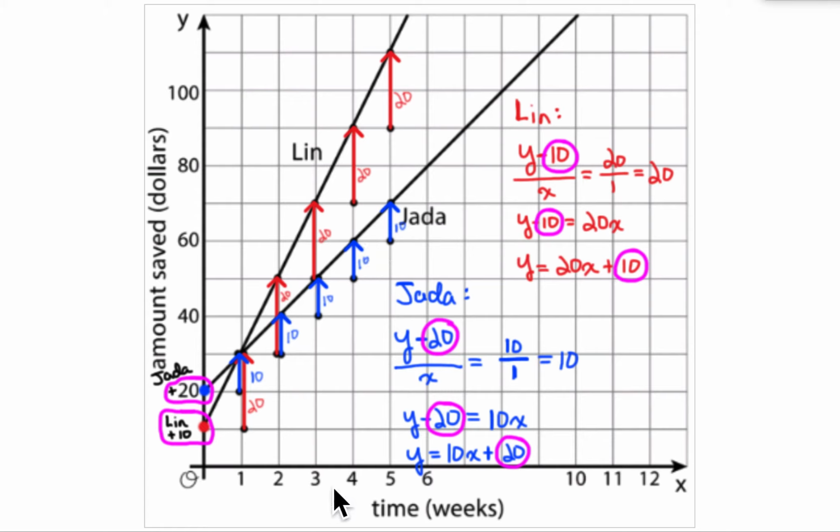There is 1 point, after the first week, where they have saved the same amount of money because it's $10 plus $20 each week for Lynn, and it's $20 for Jada plus $10 each week. So both of these add to $30 after 1 week, and thereafter, Lynn's savings is going to outpace Jada's savings.